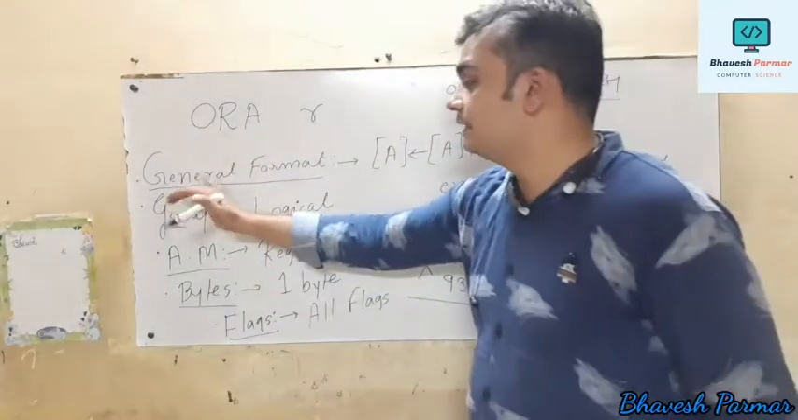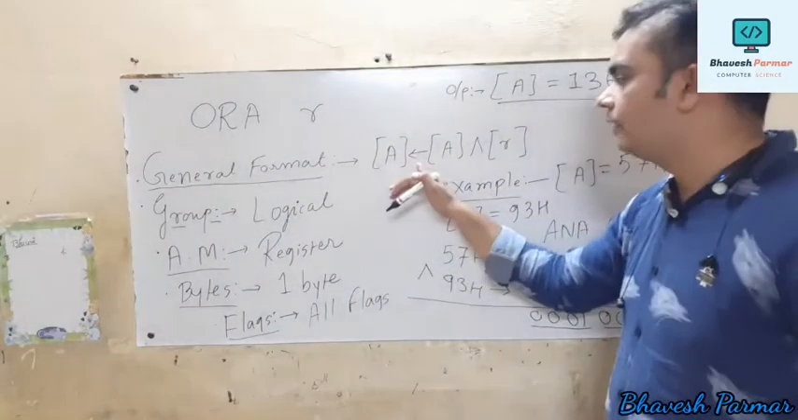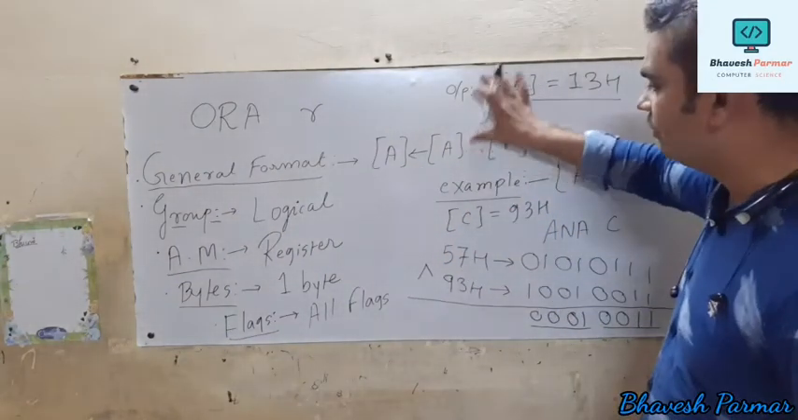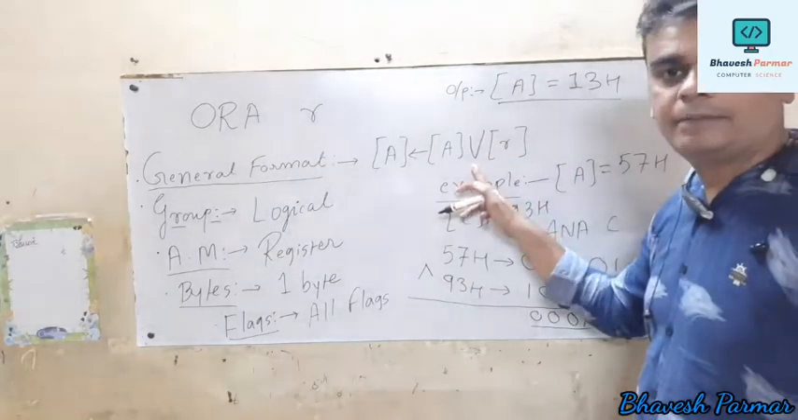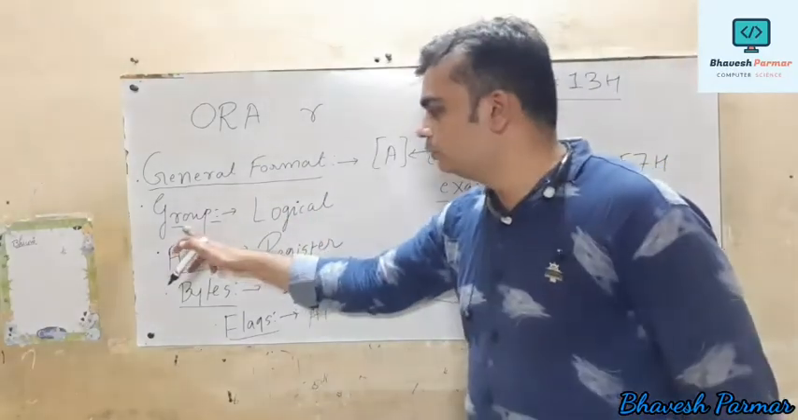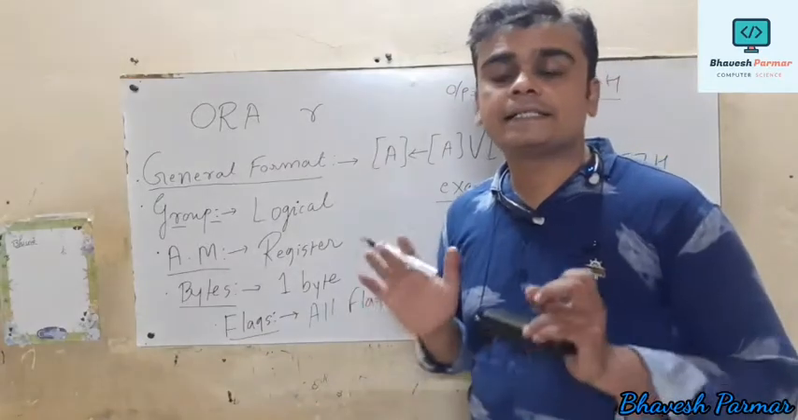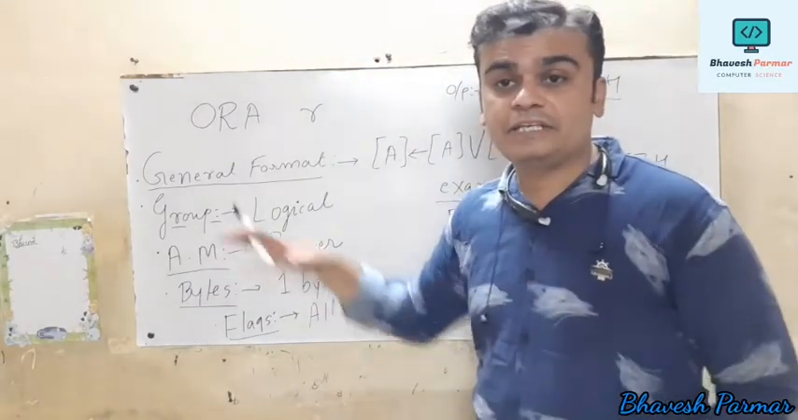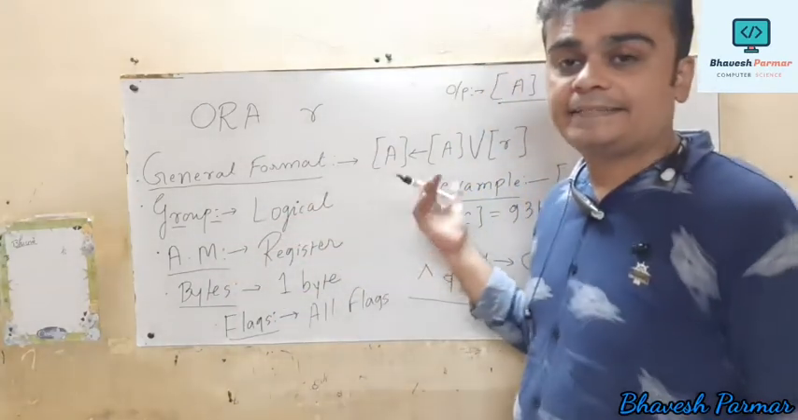So what will be its general format? In the general format we have to write down content of A, arrow, content of A. Instead of the AND operation, we are now performing the OR operation, which is represented by V, and with register. Thereafter group, addressing mode, bytes, flag, all are the same. There is no change in all these 4 different points. Now what will be its explanation?